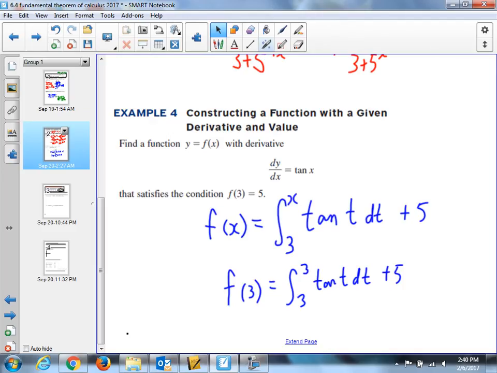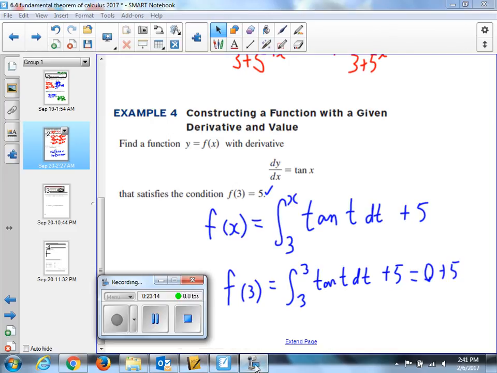What is the area between x equals 3 and x equals 3? 0. 0 plus 5. That works, doesn't it? You see what I mean by a dumb trick? 0 plus 5. It works. This condition works too.